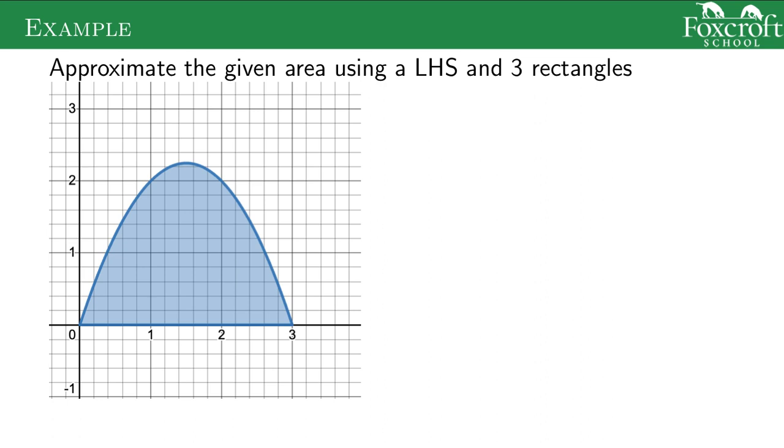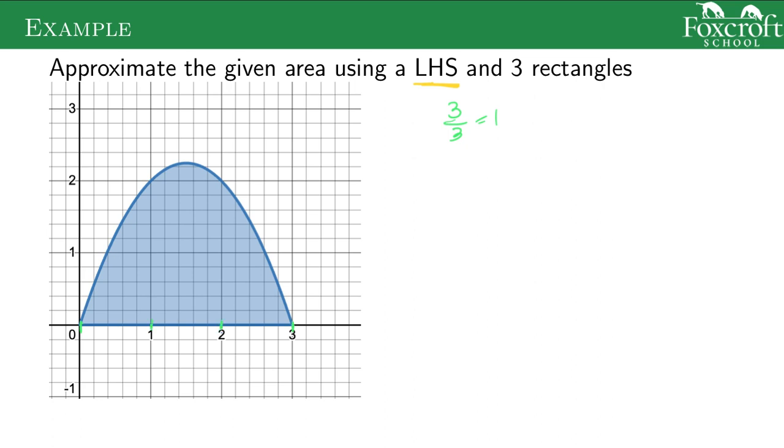In this one, we're given a graph. We're going to approximate the given area using a left-hand sum. This is the abbreviation we'll use to not have to write it out: a left-hand Riemann sum, and 3 rectangles. So how wide is our rectangle going to be? We start at 0, and we end at 3, so our interval is width 3. We want 3 equal subintervals, 3 rectangles, so each is width 1. So we have width 1, 1 more to the right, 1 more to the right.